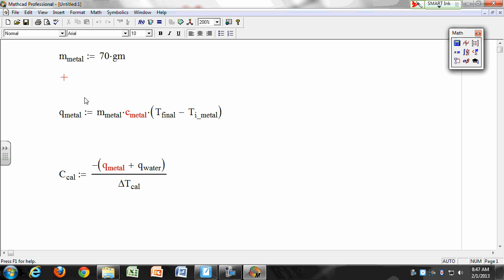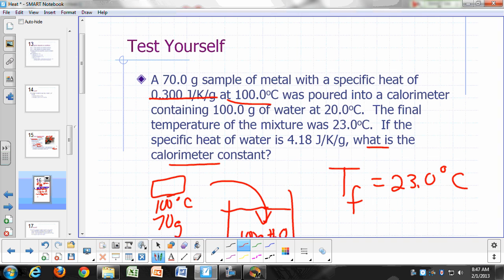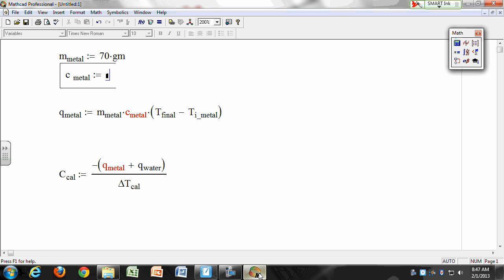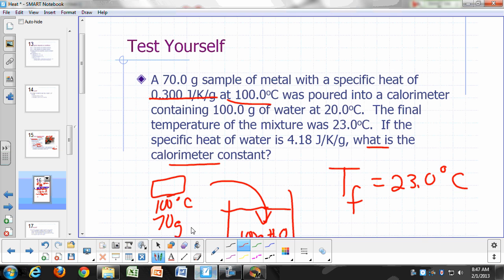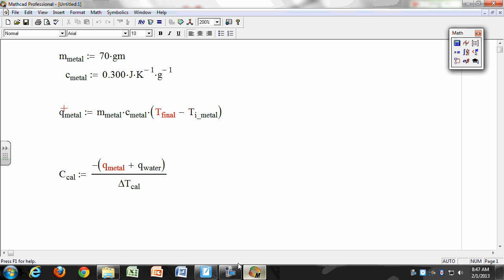What's our specific heat of the metal? That was given. How much was it? 0.300 joules per Kelvin per gram. So 0.300 times joules per Kelvin per gram. Okay. And our mass, let me get the correct sig figs there, 70.0.